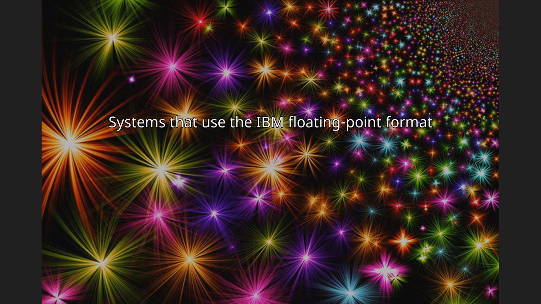Systems that use the IBM floating point format: IBM System/360 and successors, RCA Spectra 70, English Electric System 4, GEC 4000 series minicomputers, Interdata 16-bit and 32-bit computers, SDS Sigma series, Data General minicomputers.